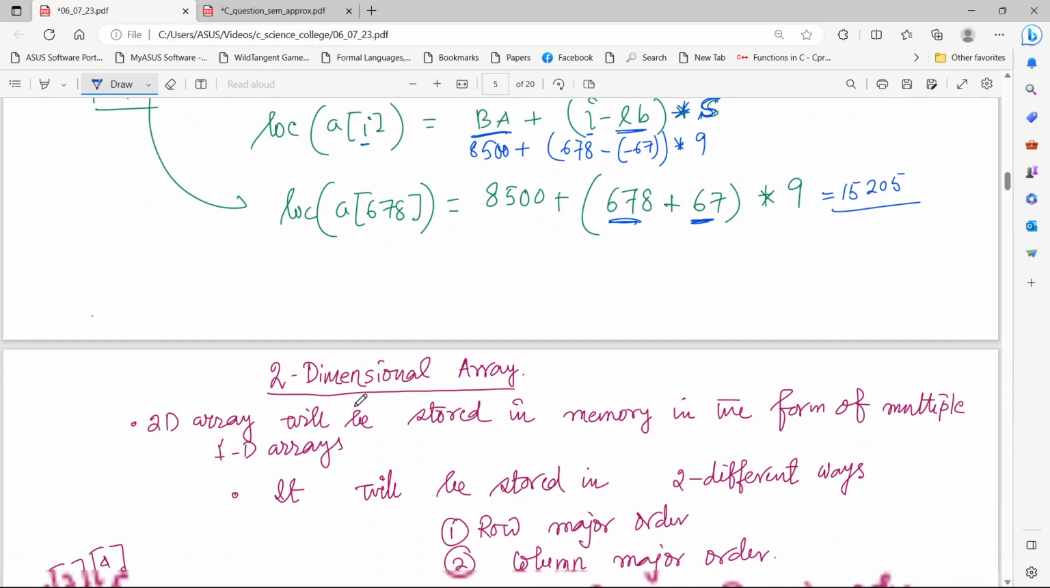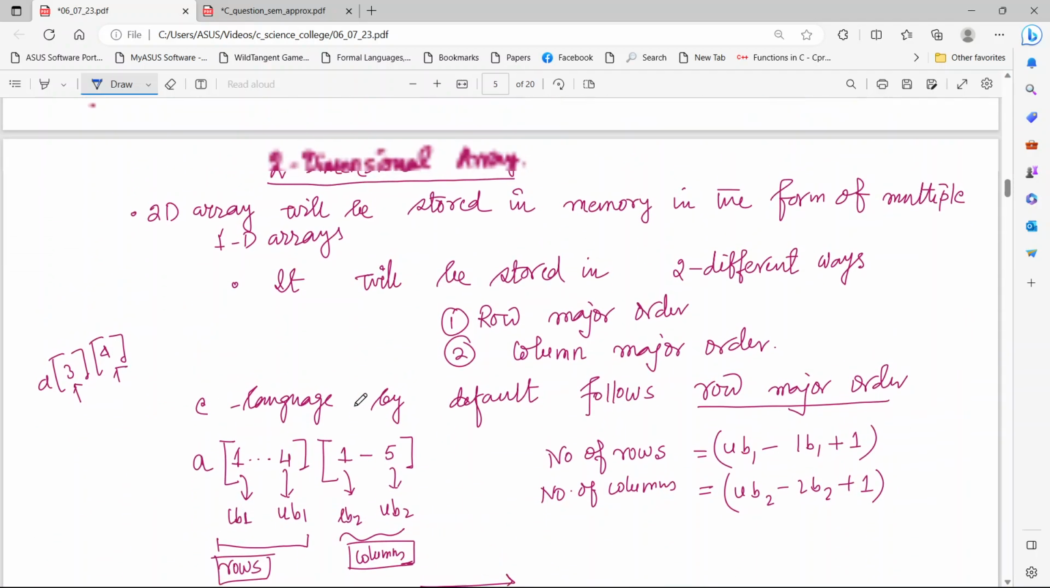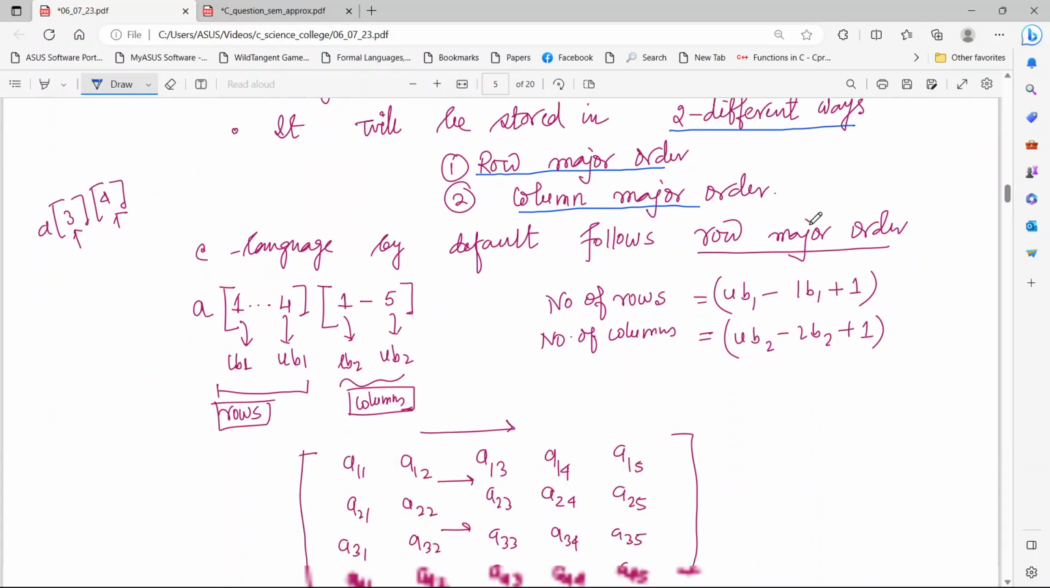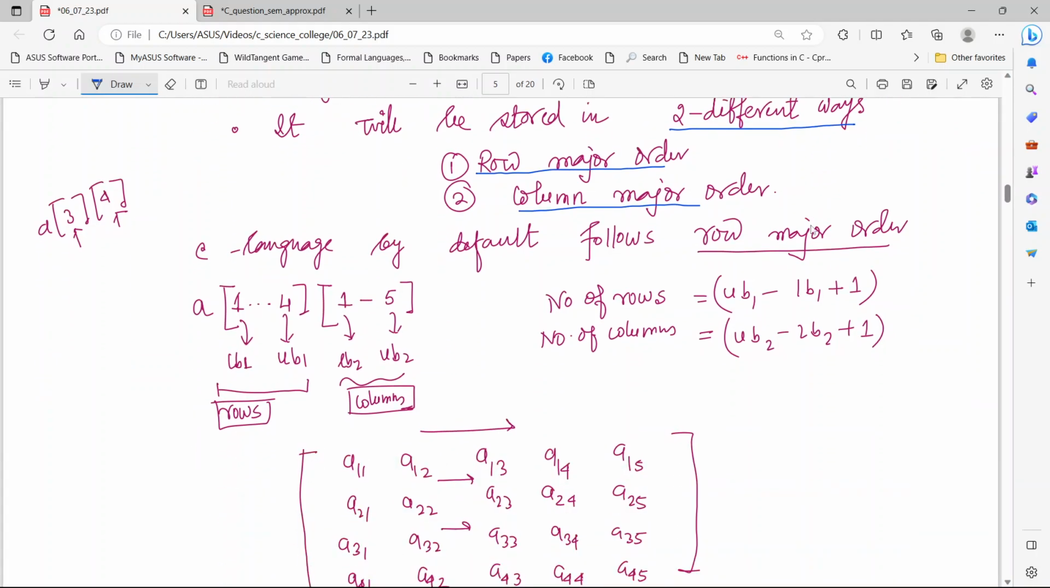Now if we do it with the two-dimensional array, what we know is that in the case of a two-dimensional array, the array can be stored in two different ways. I already told you in the class that one is the row major order and the other is the column major order. The C language by default follows the row major order. If it is not given in the question paper, then you should always take it as row major order.